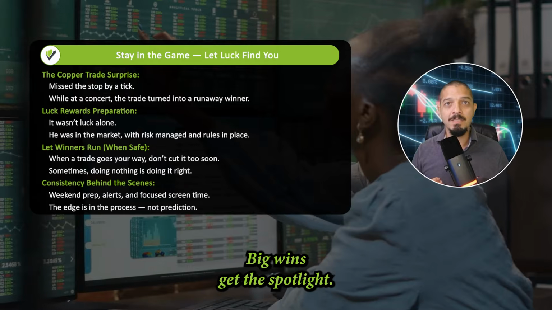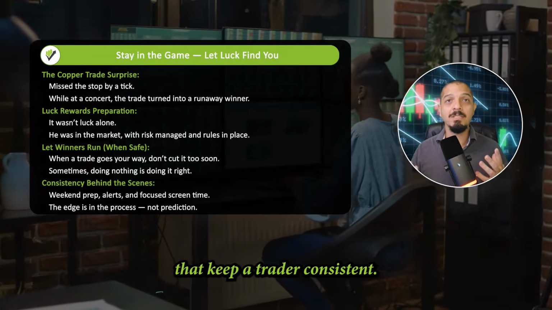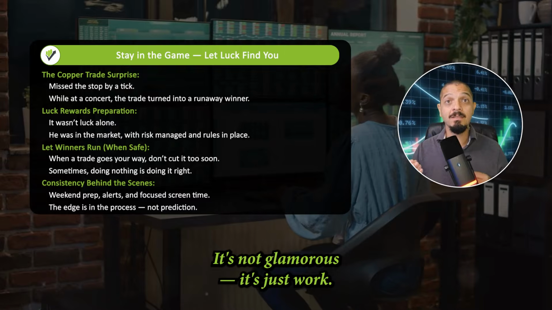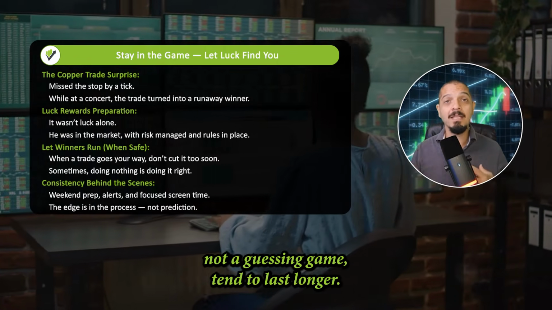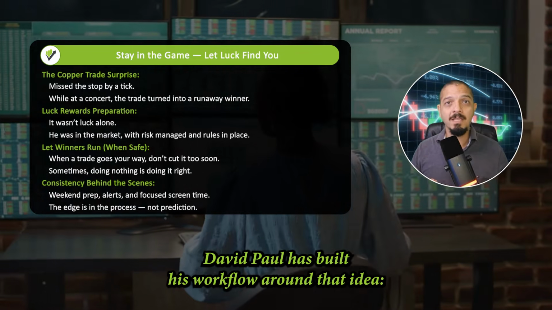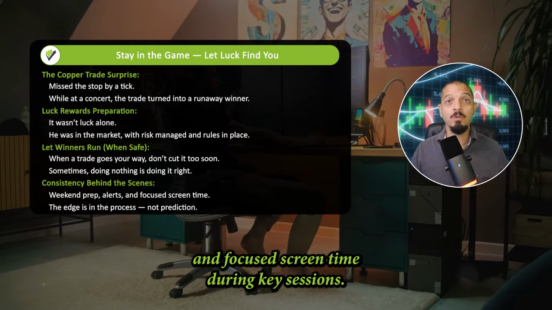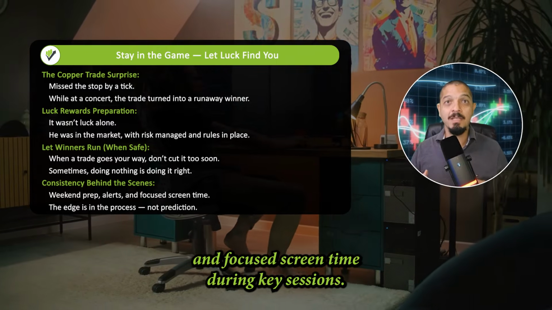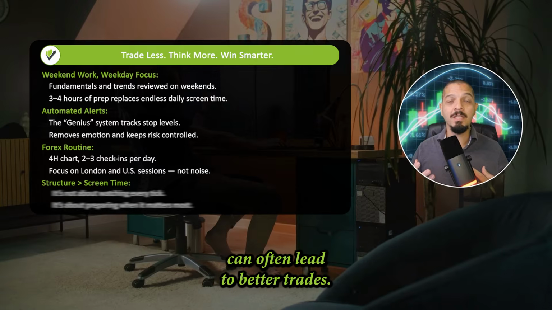Big wins get the spotlight, but it's the quiet routines behind the scenes that keep a trader consistent. It's not glamorous. It's just work. And the ones who treat it like a process, not a guessing game, tend to last longer. David Paul has built his workflow around that idea: consistent weekend analysis, automated alerts, and focused screen time during key sessions. Here's how he structures his week and why less time in front of the screen can often lead to better trades.